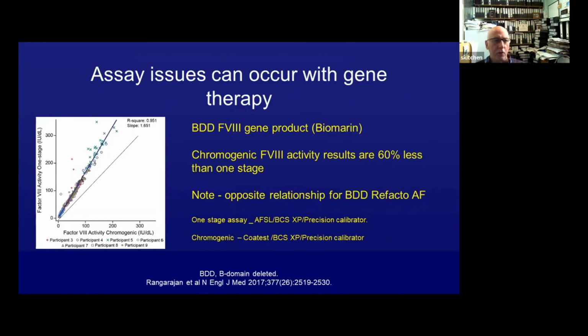Other options coming through, of course, are gene therapy for haemophilia A. Will that see an end to assay issues? It won't. Most of the studies reported so far have shown some difference between chromogenic and one-stage factor VIII assays. And here's an example. In this particular study, published in 2017, you can see here significantly higher factor VIII assays by one-stage assay compared to chromogenic. So the opposite way around to what has been reported in B-domain deleted recombinant factor VIII concentrates.